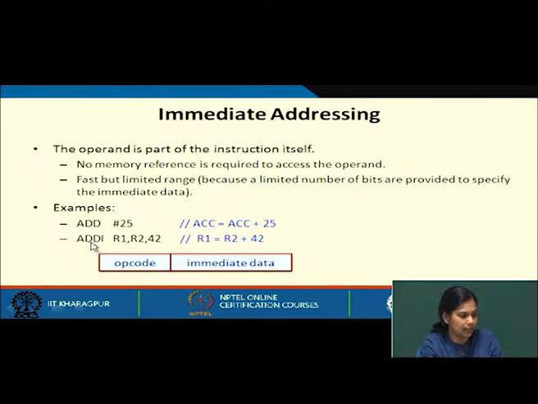Similarly, so there is a mistake. So, this will be add I and this will be add R2. Okay, sorry, this is also an immediate data that we are adding. So, this immediate data will be added with R2 and the result will be stored in R1. So, we have an opcode and we have an immediate data. That immediate data is 42 here, which is added with the content of R2 and stored in R1.